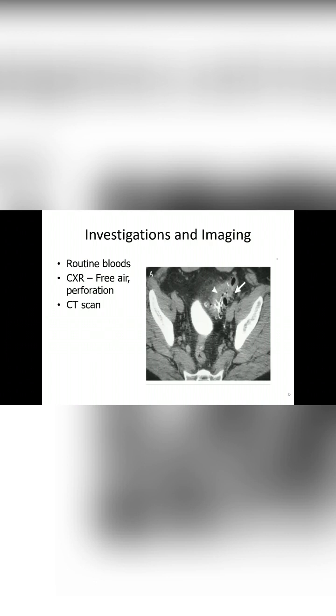Also, you can do imaging in the form of a CT scan. Here, for example, this is a case of diverticulitis. We can see the thickening in the colonic wall. We can see the free air. There is another arrow pointing to the air there. Or you can see the collection, whether it is a pericolic abscess or pelvic abscess, or just generalized purulent peritonitis with pus all over the place, or feces sometimes.